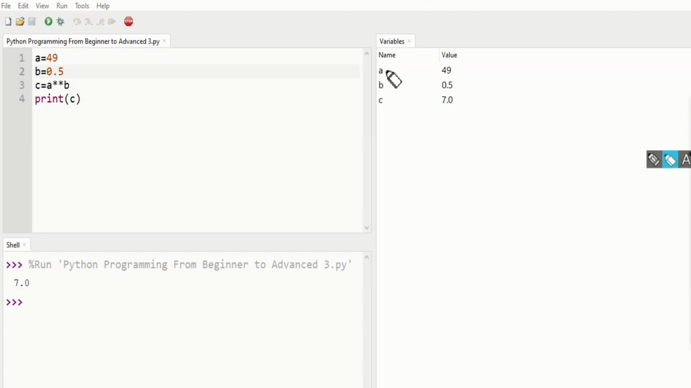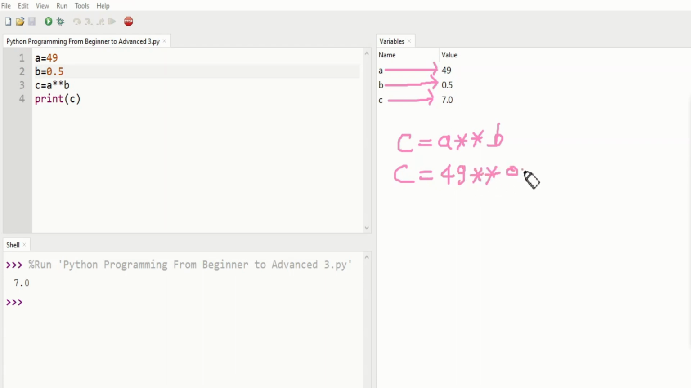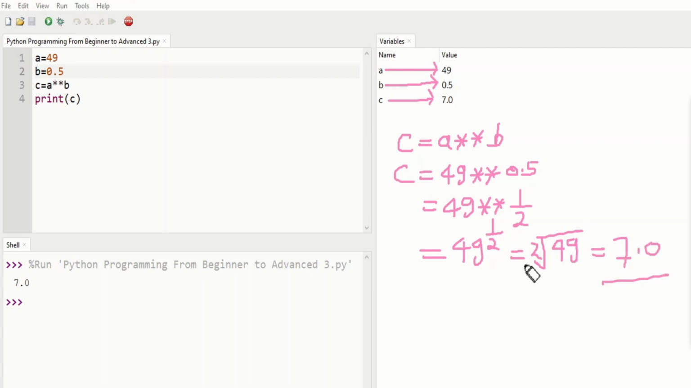So here a is referring to 49, b is referring to 0.5, and c is referring to a raised b. If I put the exact value, 49 raise 0.5 means 49 raise half, or under root 49, that is 7.0. So this way you can calculate the exponent of a number.